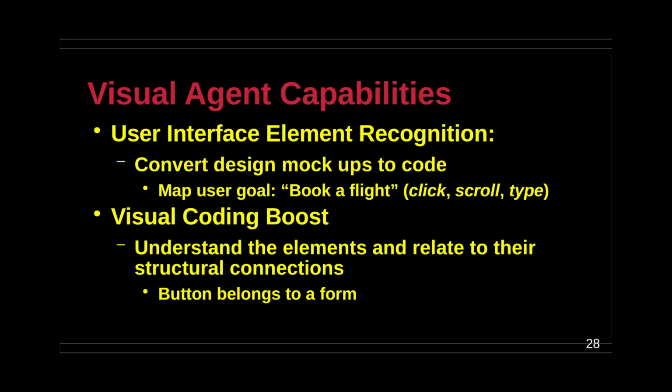Visual coding boost: the ability to convert design mockups into code using draw.io, HTML, CSS, or JavaScript demonstrates a deep structural and relational understanding of visual layouts. This is a foundational skill for an agent that needs to analyze a screen and understand not just what elements are there, but how they relate to each other structurally. For example, a button belongs to a form.